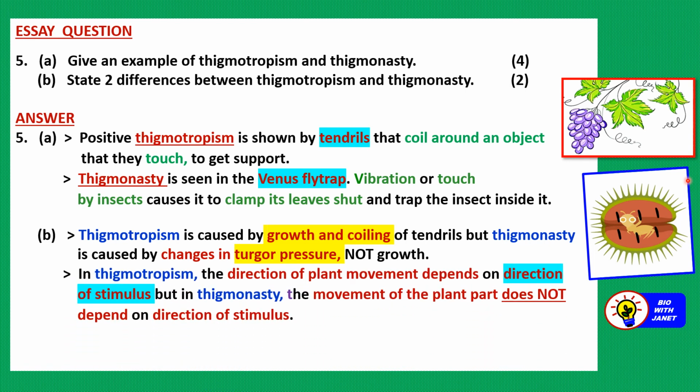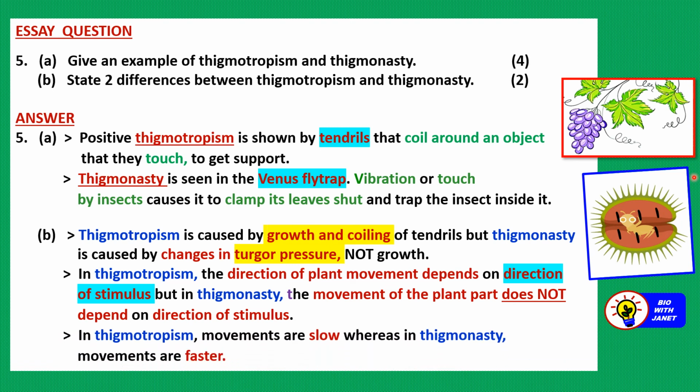In thigmotropism, the direction of plant movement depends on the direction of the stimulus. All right, so where the tendrils touch, that's where they will grow and coil around the object. But in thigmonasty, the movement of the plant part does not depend on the direction of the stimulus. All right, so the Venus flytrap will just shut and does not depend on where the stimulus comes from, where the vibration comes from.